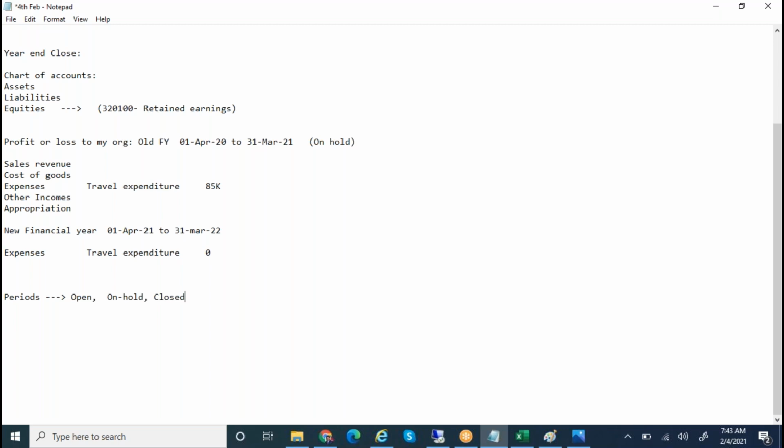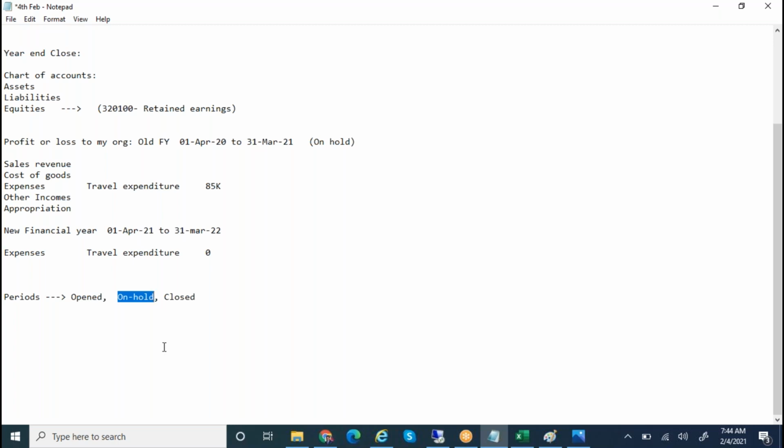What is this actually? Suppose we are in the month of February 2021. The transactions I'm posting are, in general, 90% February related transactions. Then in the system, the February period will be open. Open or opened, I do not remember the name exactly, we will see in the system. The current period should be open and previous periods should be on hold.